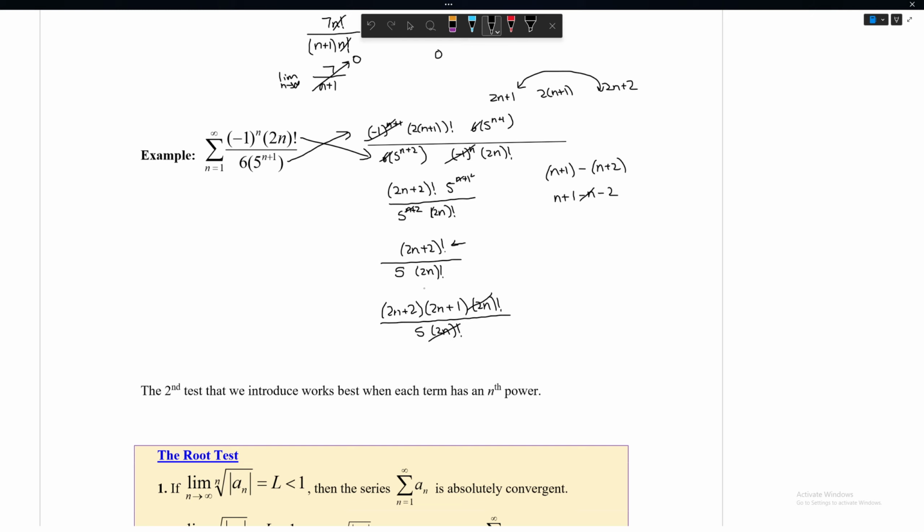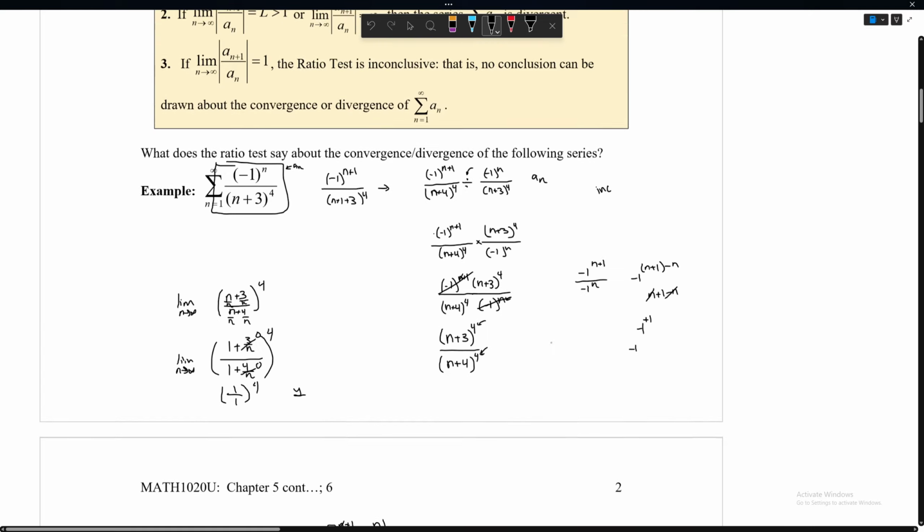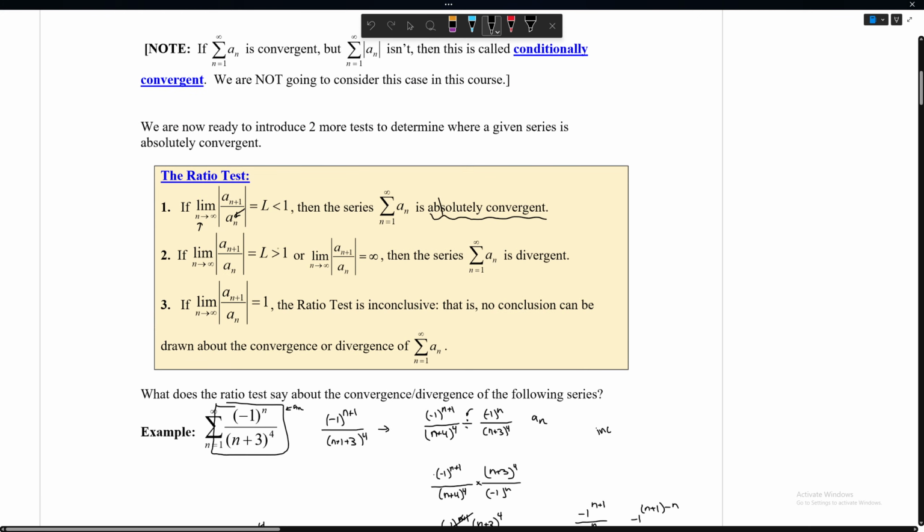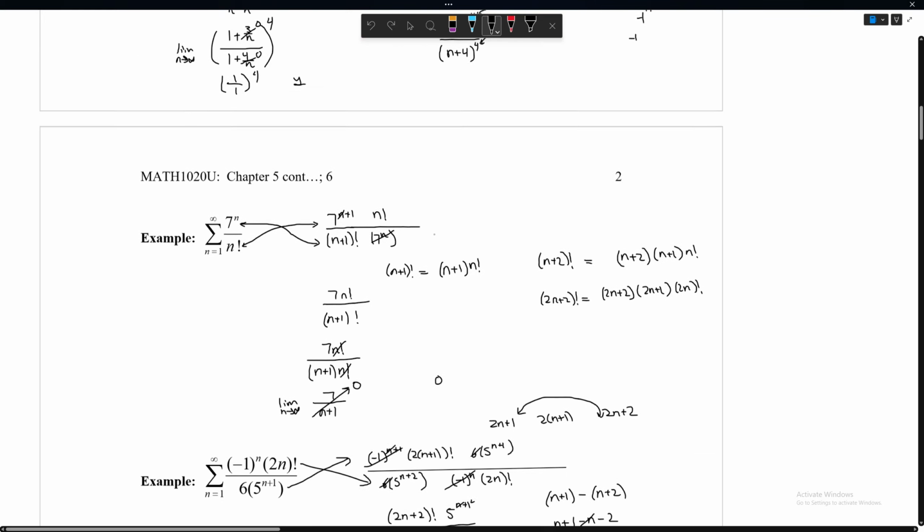These cancel out. Now I'm going to rewrite it here. 2n plus 1 or plus 2, 2n plus 1, all over 1 over 5. And so what I can do here, I can take the 1 over 5 outside my limit. So I'll get 1 over 5 times the limit as n goes to infinity of 2n plus 2 over 2n plus 1. As you can see, this whole thing goes to infinity. So now I got 1 over 5 times infinity, which just means infinity. And as you can see here, if L is more than 1, it's divergent. And so this is divergent.